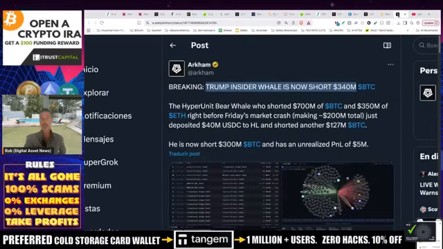And lastly, I know everybody's like, oh, that's great. It's a good story. Bull market's coming. Not so fast. This is from Arkham Intelligence. They do on-chain analysis. And looks like the Trump, as they labeled it, Trump insider whale is now shorting $340 million worth of Bitcoin. So this was the hyper unit bear who shorted 700 million of Bitcoin and 350 million of ETH right before Friday's market crash, meaning somebody knew something, and this person did. And he is now taking out a massive new short of 340 million. So take that information as you see fit. I just give you the info and you play with it.